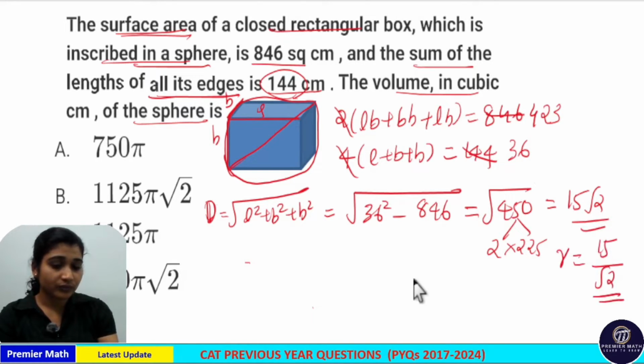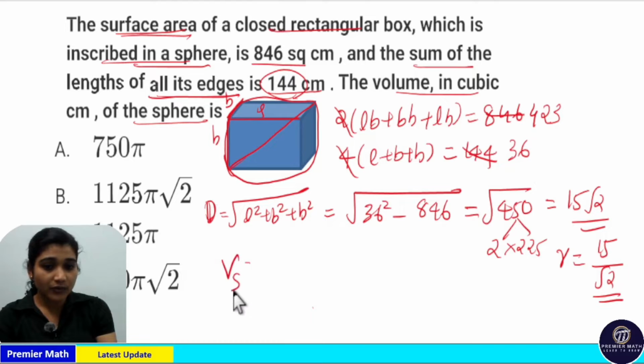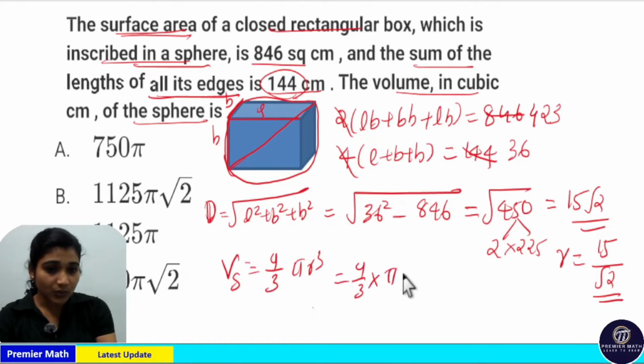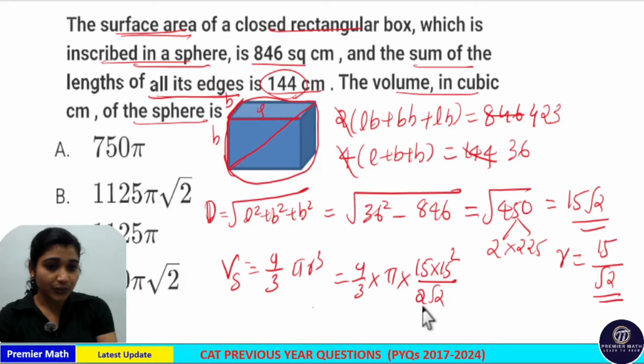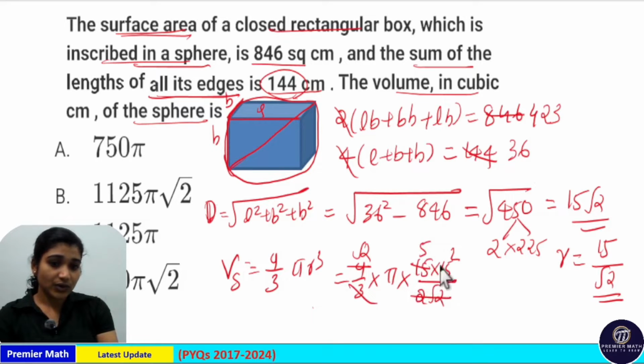From this, the volume of the sphere is equal to 4 by 3 pi r cube, which is 4 by 3 into pi into r cube, where r cube is 15 cube divided by root 2 cube, which is 2 root 2. Now 2 goes 2 times in 4. So 2 root 2 goes root 2 times in 4. Now 3 goes 5 times in 15. 15 square is 225. 225 into 5 is greater than 1000.